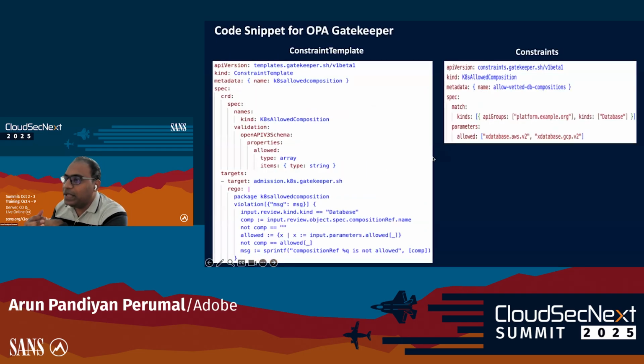And this one is for the OPA Gatekeeper. So there are two things: constraint template and constraints. The template defines what are all the resources or what are the policies that can be implemented. So here, for example, this one is configured to allow specific composition templates. So if a developer wants to provision something that is not allowed, it gets terminated.